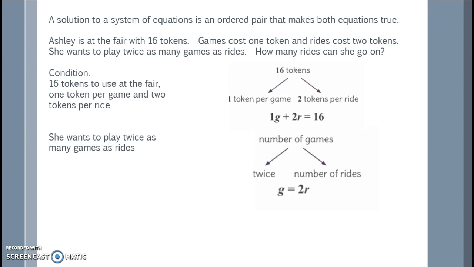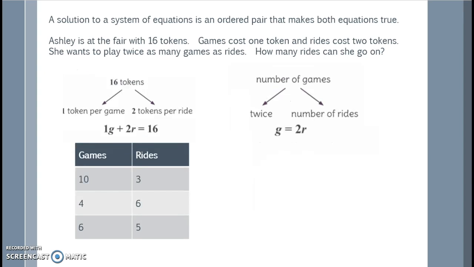The second condition is she wants to play twice as many games as rides. So the number of games is twice as many as the number of rides. So games equals 2 times R.